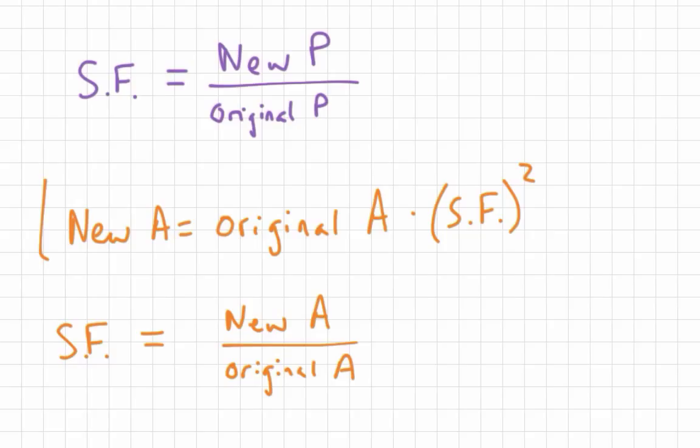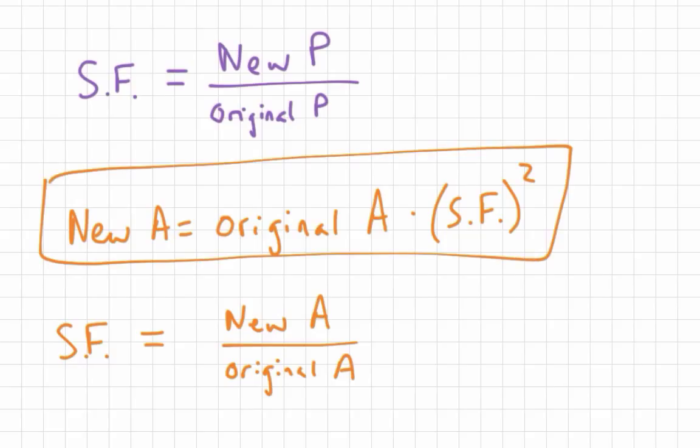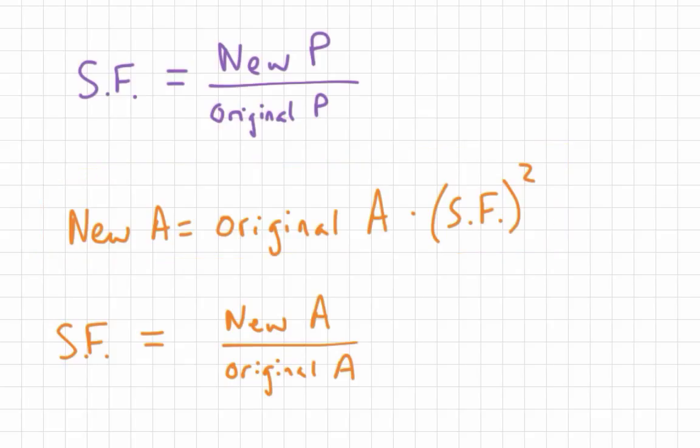Dividing that is going to take this top equation here and get it so it's scale factor squared equals this fraction. But I want to get rid of the squared and just have scale factor. So to get rid of the squared, we'd have to square root as well. But this is the equation you could use to find the area of something.